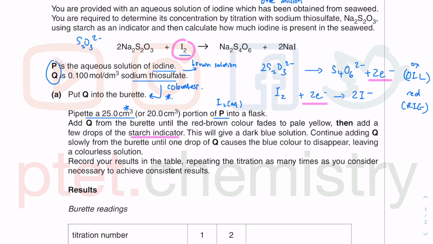You just get iodide, and the sodium salt is completely soluble. They will be colorless, and that's why it will go from dark blue, and then with one extra drop of thiosulfate, it will go entirely colorless.